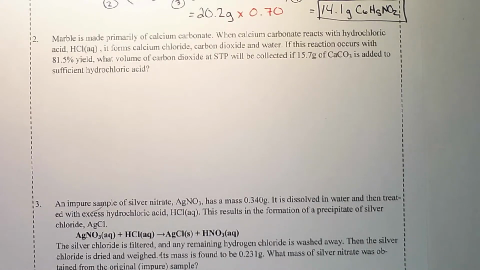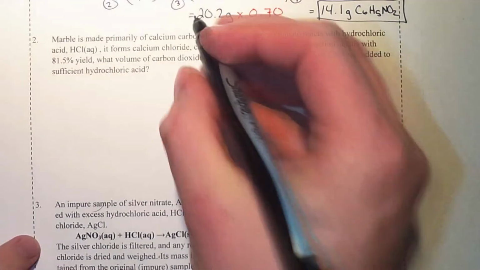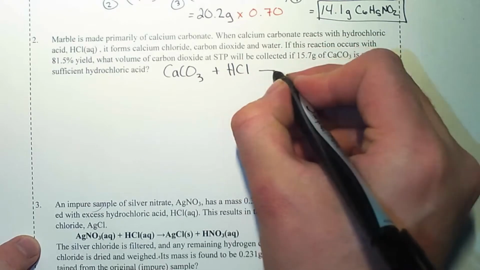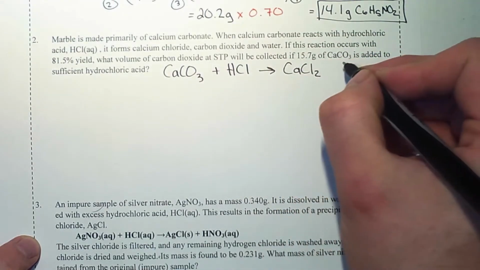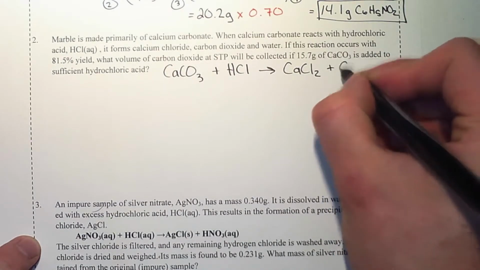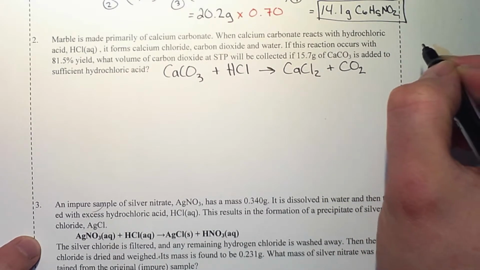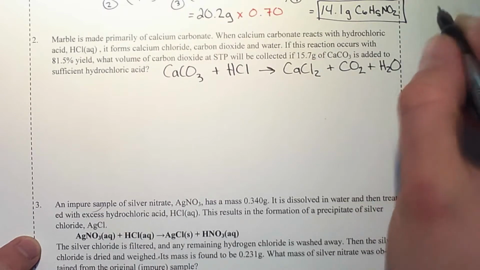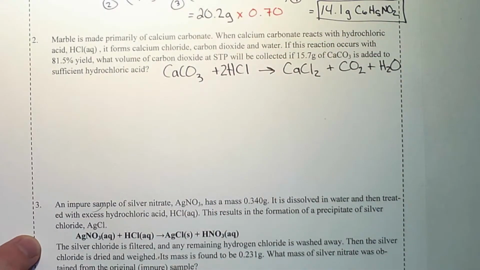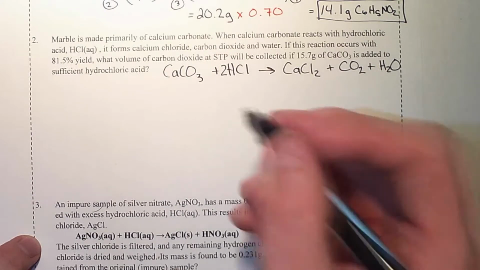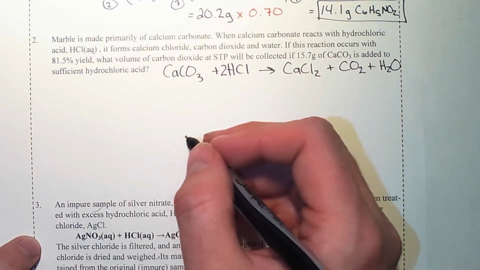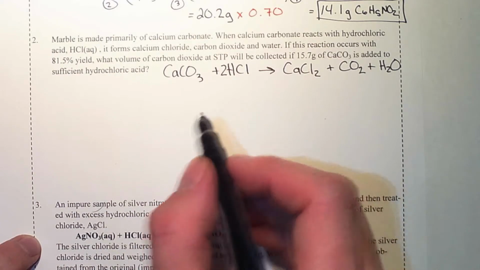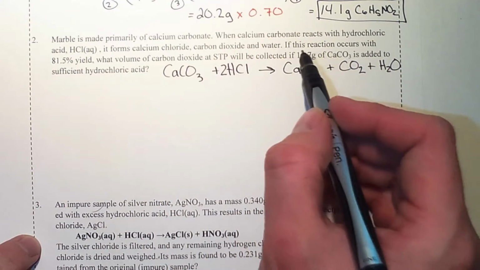So the next question is pretty much similar, except they don't have the equation written out for you. So it says when calcium carbonate reacts with hydrochloric acid, it forms calcium chloride plus carbon dioxide plus H2O, 2 chlorides will balance. So when we do this, we have to read this question now.